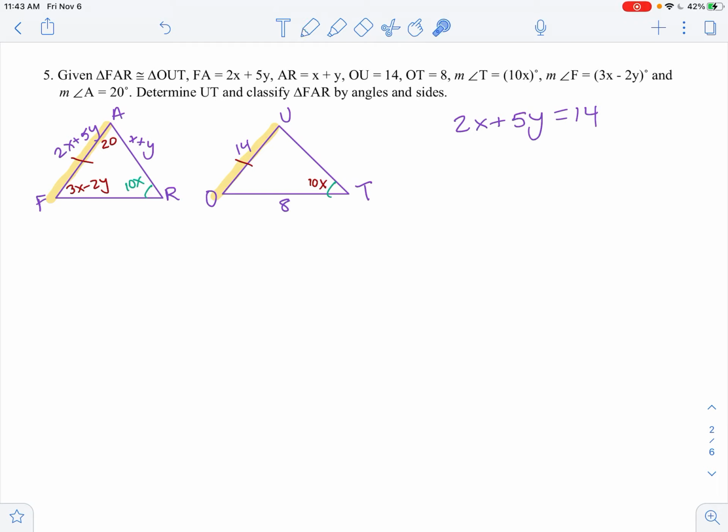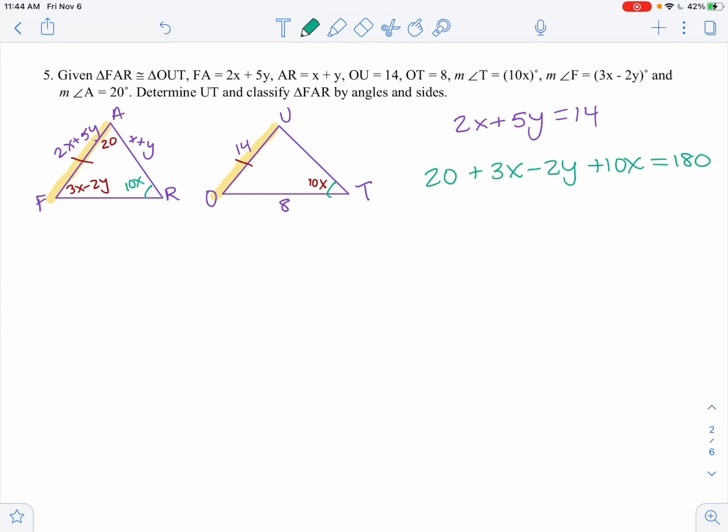And what I see now is 3 angles that make a triangle. Any interior angles that make a triangle must sum to be 180 degrees. So I actually can set up a different type of equation. I can say that 20 plus 3x minus 2y plus 10x has to equal 180, because this angle corresponds with R, right? And so all 3 angles have to sum to 180.